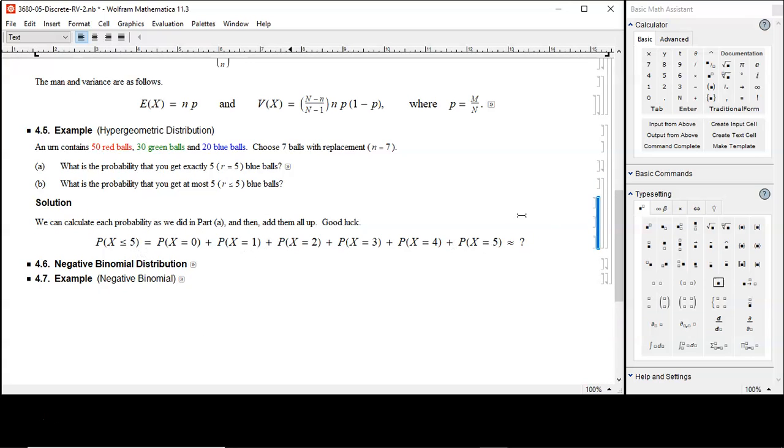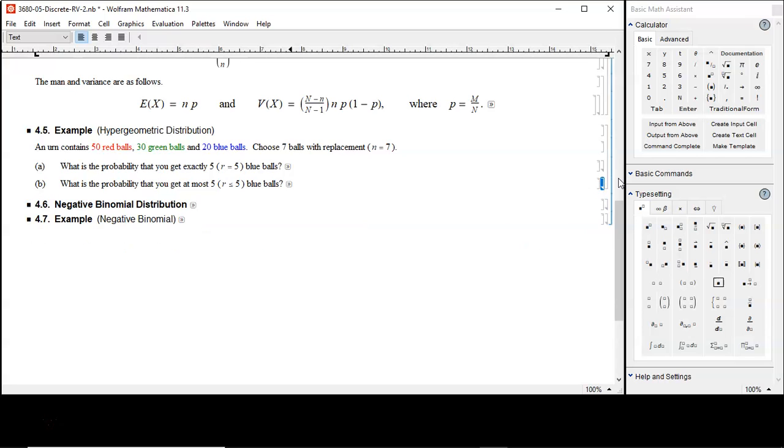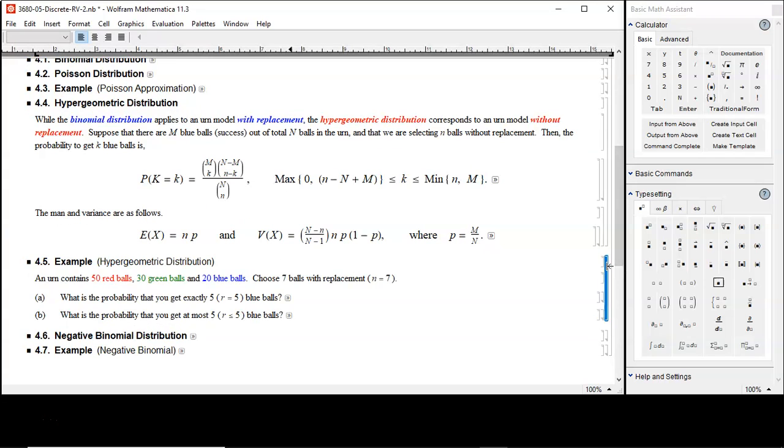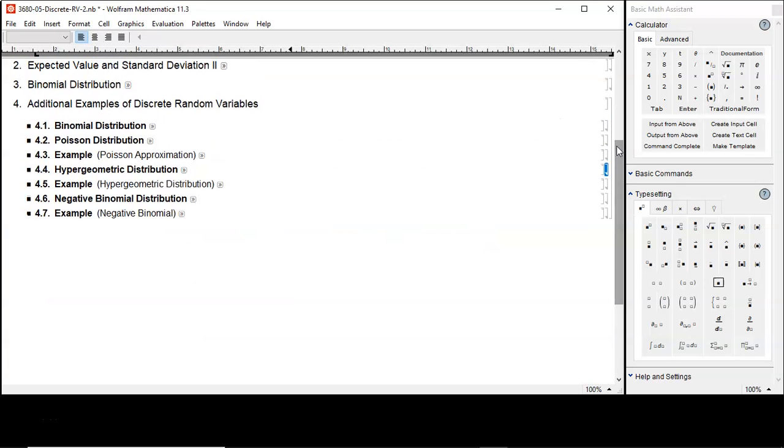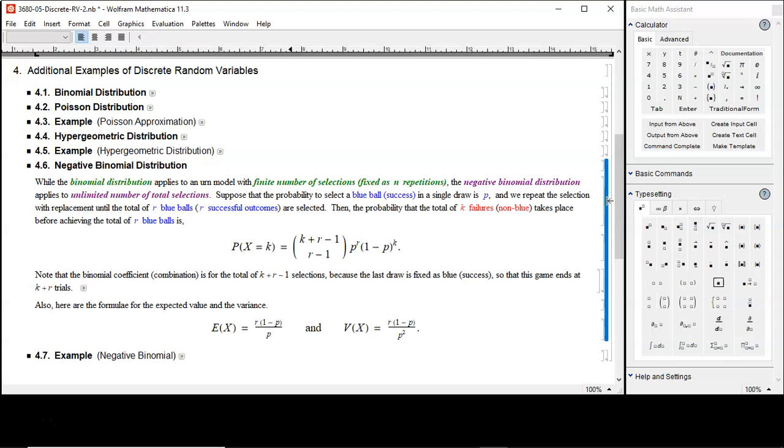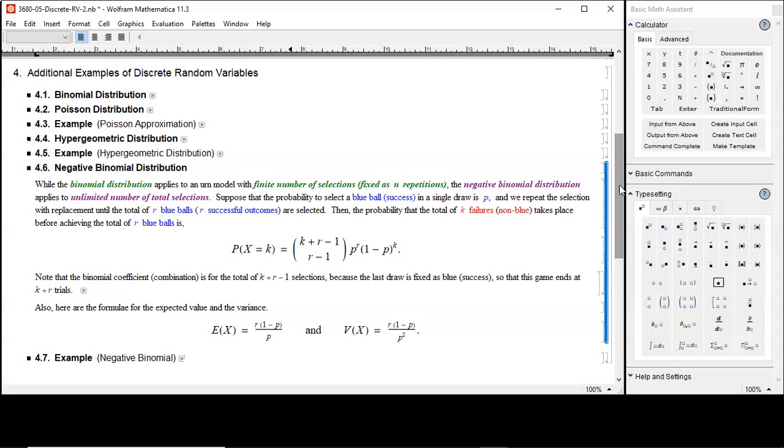So you have to do the same computation 6 times and add them up. Good luck. I didn't bother doing this computation because it was too tedious. Okay, so much for hypergeometric. Next, negative binomial. This one is a little bit more important, but still, it's just additional examples.